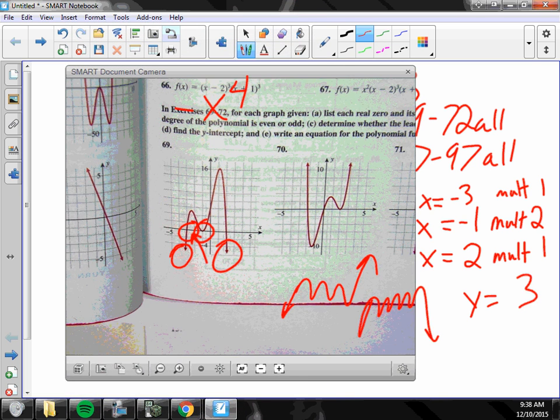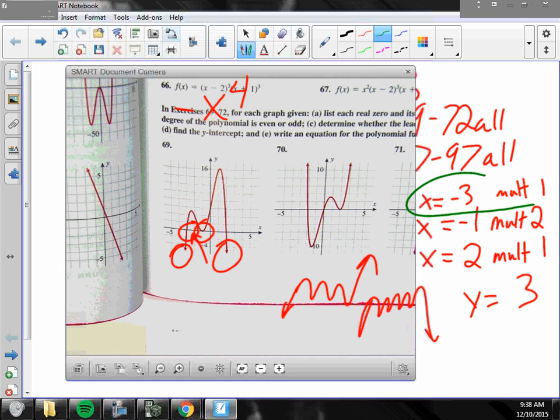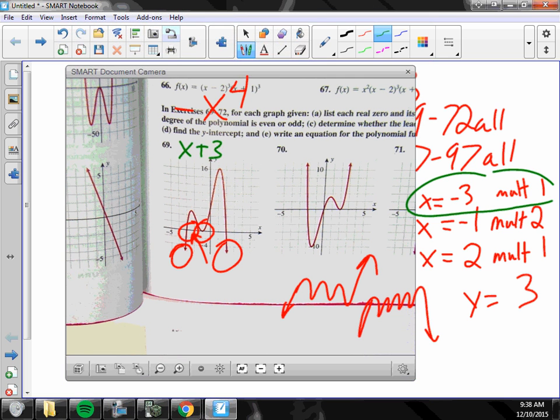And then E, write the equation for the polynomial function. So that's just going to take into account the root and the multiplicity. So it's going to be x plus 3. And then what would the next one be? x plus 1 squared, because it has a multiplicity of 2. And then x minus 2. Does everybody understand that?